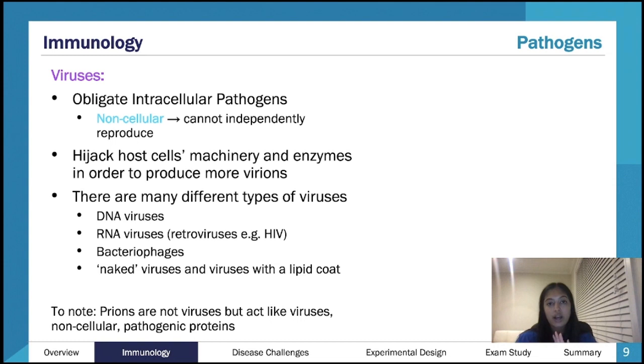So it's important to remember that viruses are non-cellular and prions are non-cellular. But your viruses are hijacking genetic information, and your prions are just misfolded proteins, basically. So with prions you're thinking more neurological disorders. I would say prions honestly don't come up very often in exams, whereas viruses, you'll be talking about them every second immunity question.